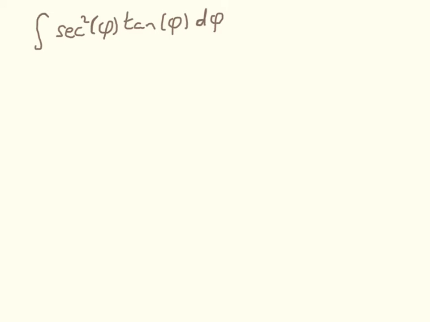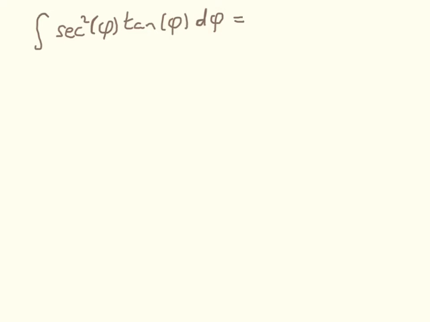So this integral can be calculated in various different ways, and I think the easiest way is just to recognize that this factor here of sec squared phi is the derivative of the tangent of phi. So if you were to have the tangent of phi to one larger power and differentiate, you would get something like this. So let's just see what it would be.